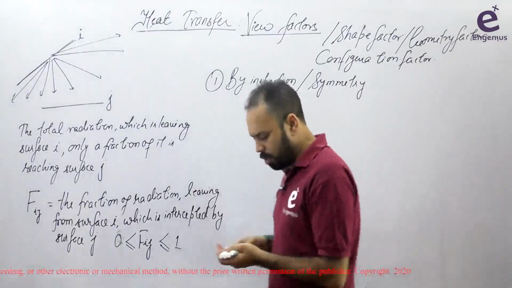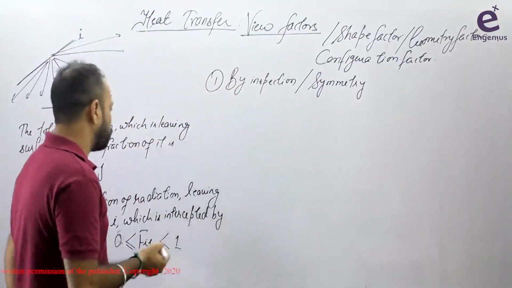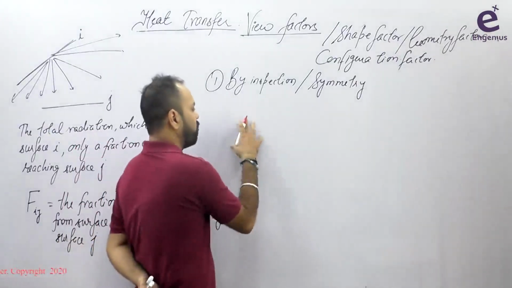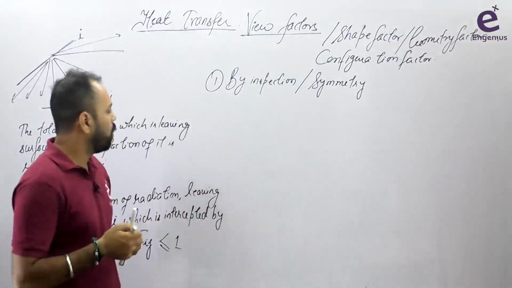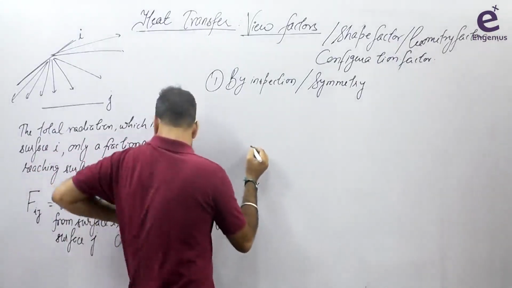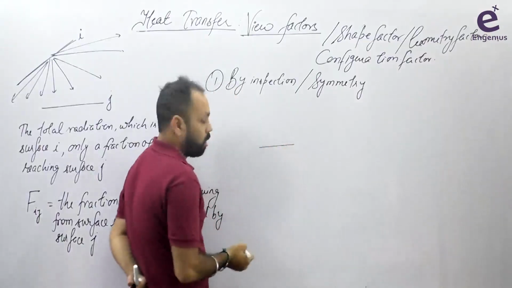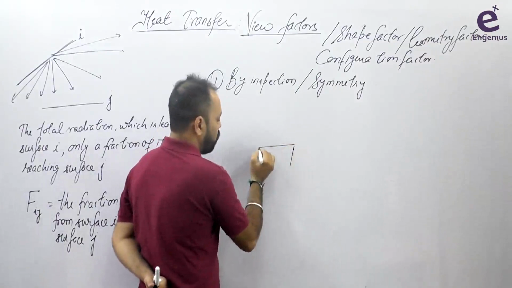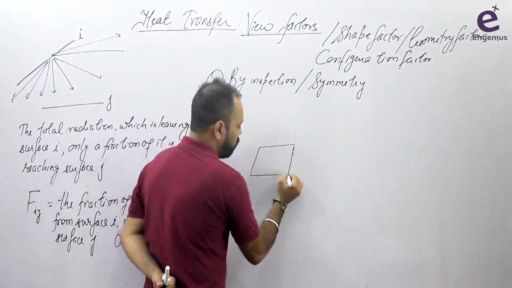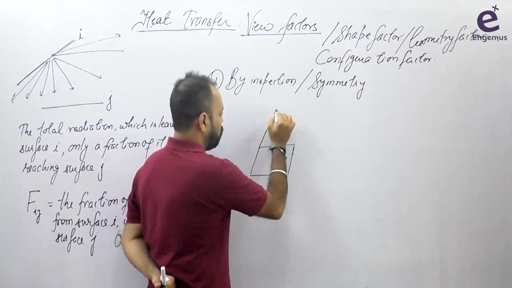Suppose, I'll take an example. For example, by inspection or symmetry, let me take an example of a pyramid kind of structure whose base is a square, right? Suppose this is a square base. I'll try to make a proper pyramid kind of structure.